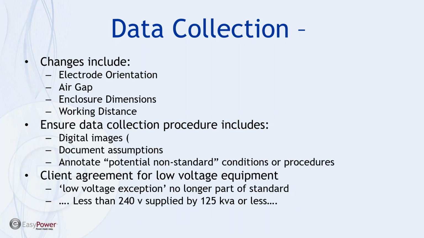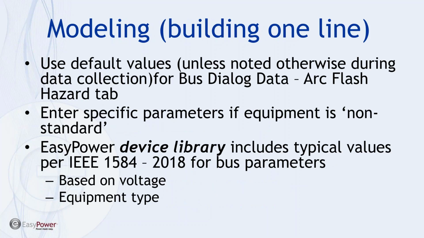All right, so there's nothing earth-shattering here. Basically, have a methodical procedure and document anything that seems non-standard. And again, calibrate with your data collection team on what standard versus non-standard really is. Then when we get into model building, as I indicated, the recommendation is to use the default values unless you've noted during data collection that you have a non-standard part.